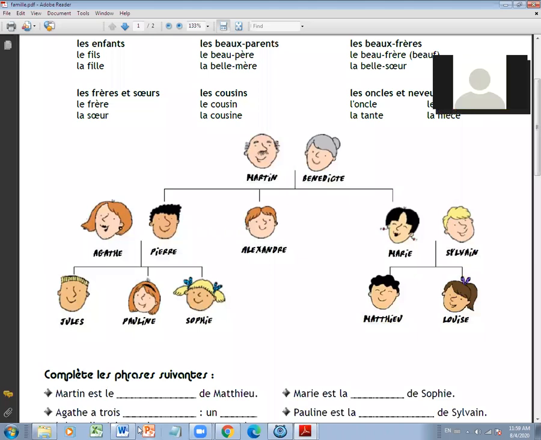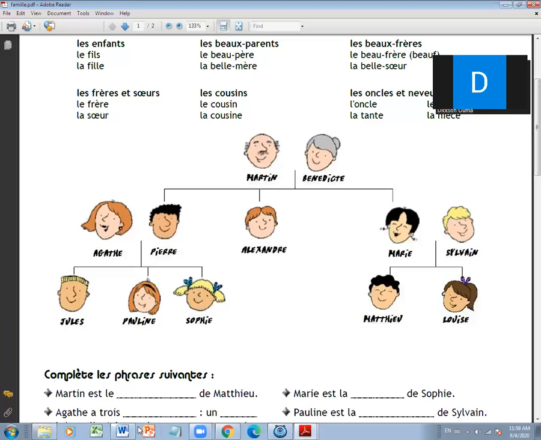La frère. No. La belle-mère. Wait, Agathe is the wife to? La belle-sœur. We follow. Agathe is the wife to who?